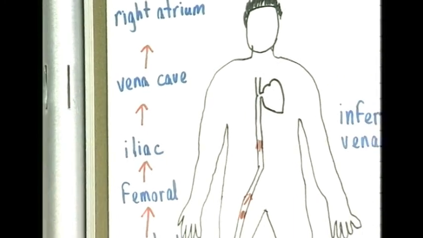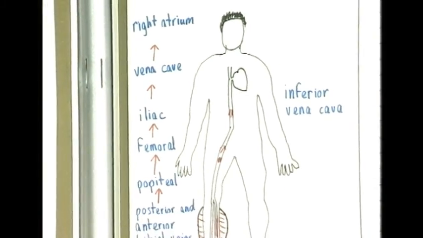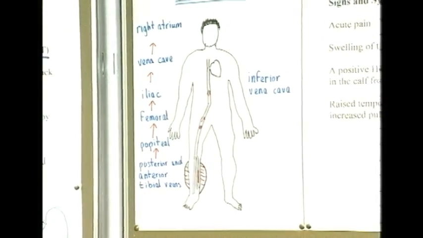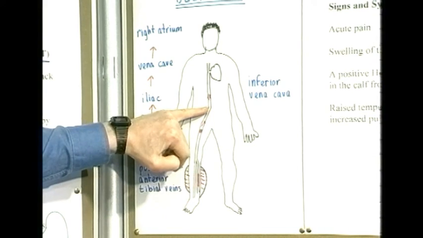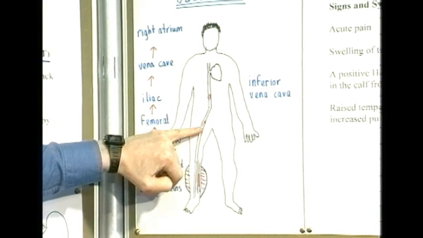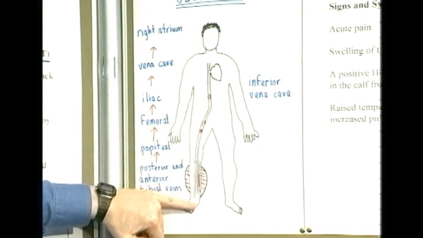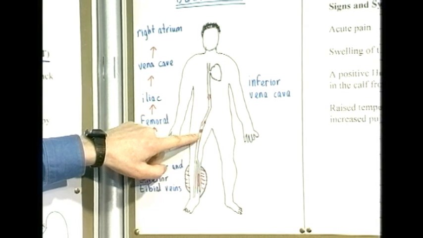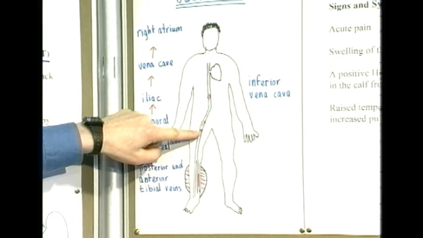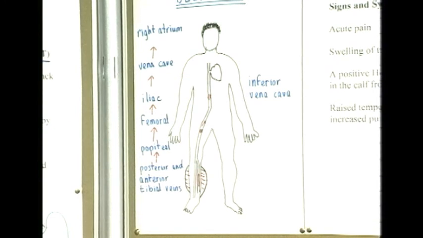So there we have the deep veins of the body. A DVT can occur anywhere really, not normally in the iliac veins, but it can in theory occur in the iliac veins. Normally in the deep veins of the leg. Bits of it can break away as a result and form emboli, which can go back to the heart. So the deep veins of the body illustrated there.